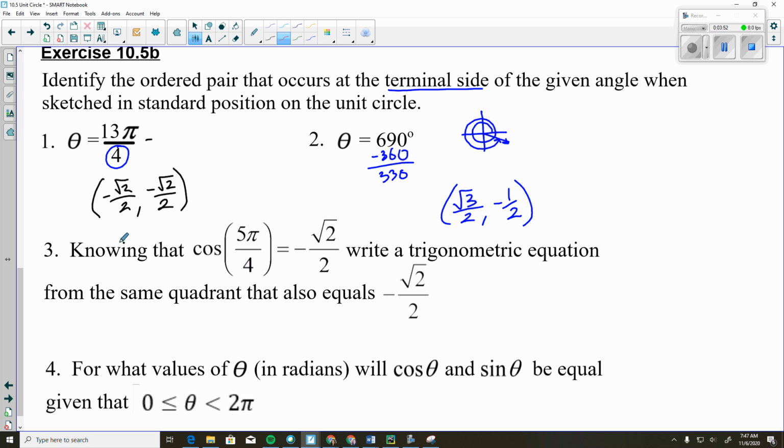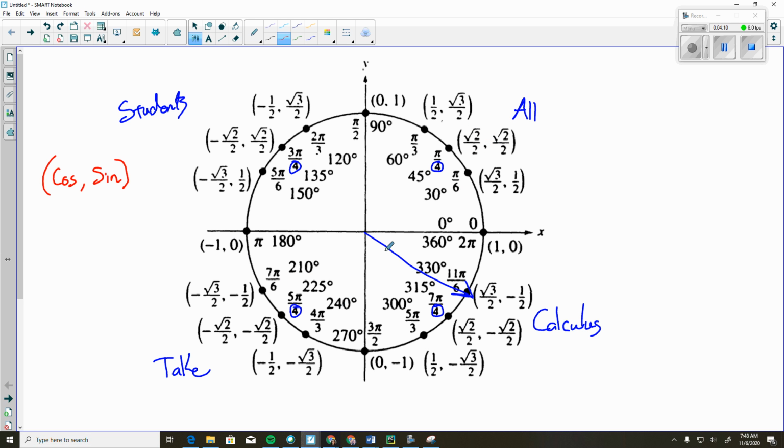All right, another kind of problem you're going to see looks like this. Knowing that cosine of 5 pi divided by 4 equals -√2/2, we know this already. We can fact check this on the unit circle. If I go to 5 pi divided by 4, which is right here, and look at the cosine, which is the x value, it is -√2 divided by 2.